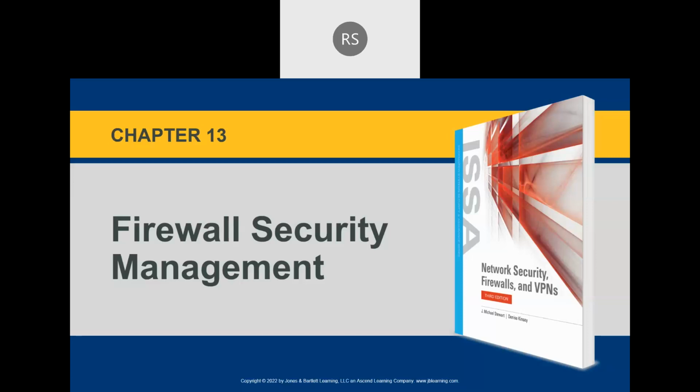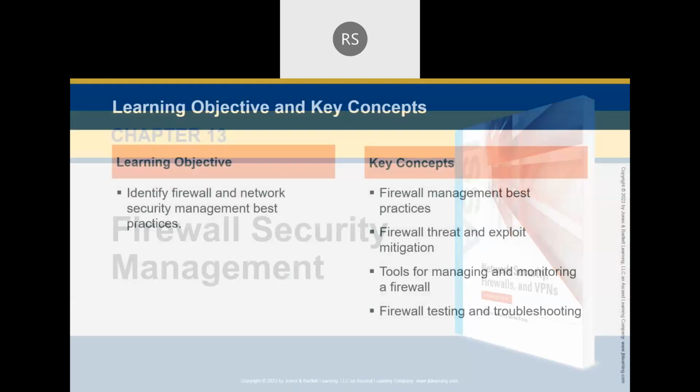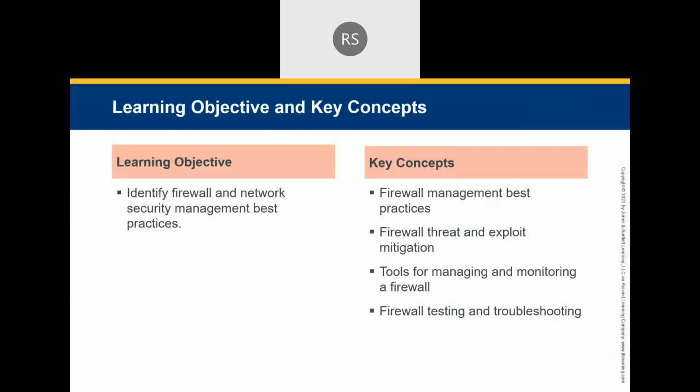In CIST 2611, Chapter 13, we'll look at firewall security management. So in this chapter, we're going to identify firewall and network security management best practices. Some of the key concepts covered in this chapter include firewall management best practices. So we'll talk about implementing effective firewall management practices. This helps ensure the security and integrity of your network. This includes regular firewall rules reviews, access control list optimization, and monitoring for unauthorized changes.